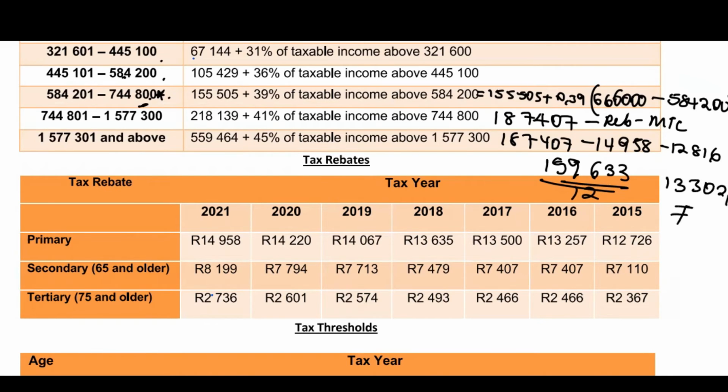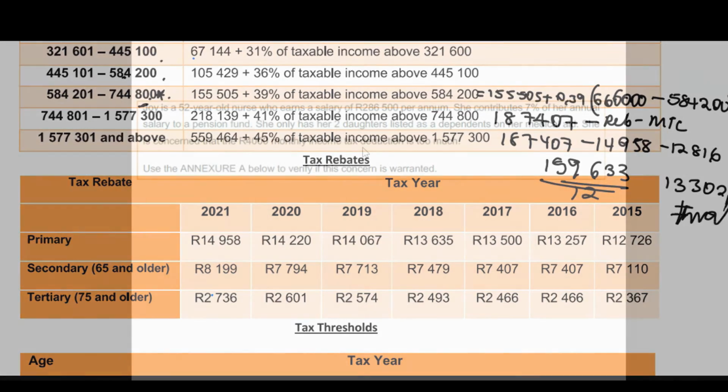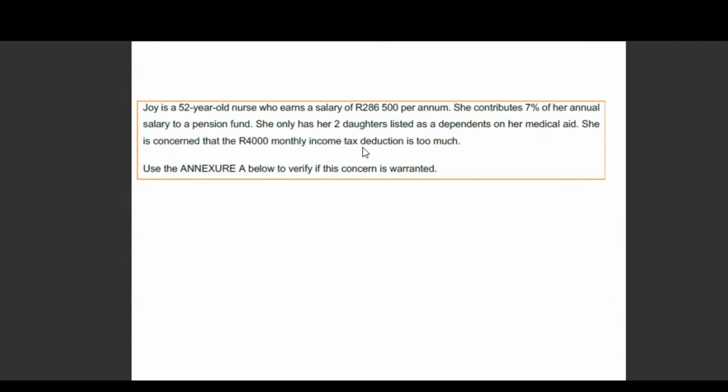So her claim is what? Invalid. Then, this is a good example. Let's see this. The person called Joy. Joy is a 52-year-old nurse who earns a salary of 286,500 per annum. Take note of that. Per annum.